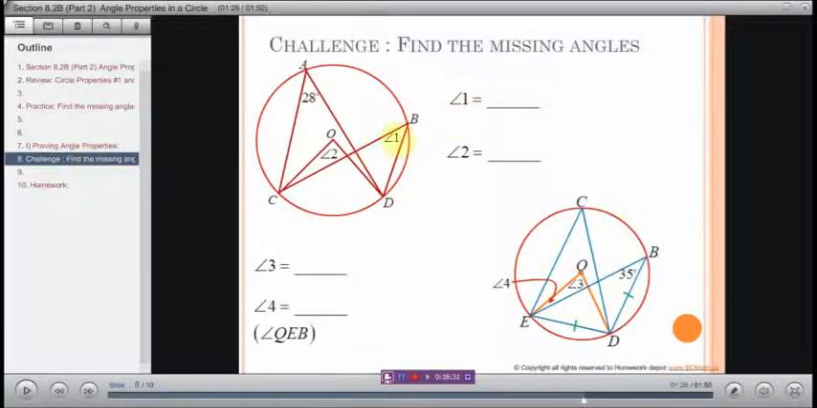So angle 1 and angle 2. There's angle 1, there's angle 2. First off, I can see that angle 1 and angle 2 are coming from the same chord. They're coming from chord CD. Arc CD subtends, or has this central angle and that inscribed angle there. Also, it also has this angle here. So arc CD has this angle and that angle, and since those are both inscribed angles, angles on the outside of the circle, angle 1 must be 28 degrees.